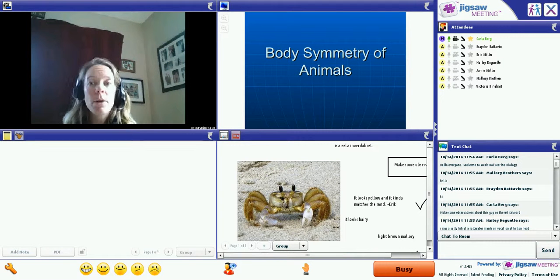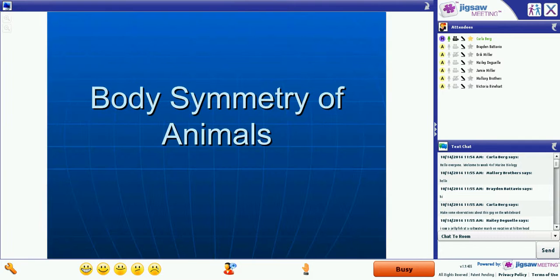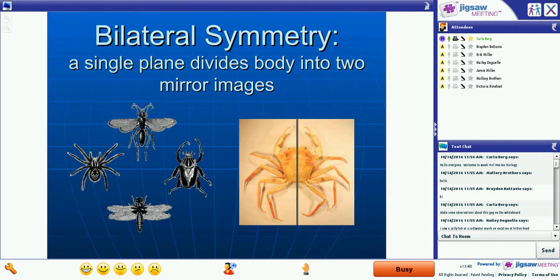So let's flip over to our PowerPoint screen. And right now you should see something that says body symmetry of animals on a blue screen. There's three types of symmetry that we are going to talk about. The first is, in my opinion, the easiest to determine. It is bilateral symmetry. Bilateral symmetry means a single plane divides a body into two mirror images.